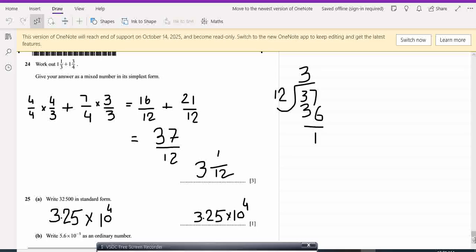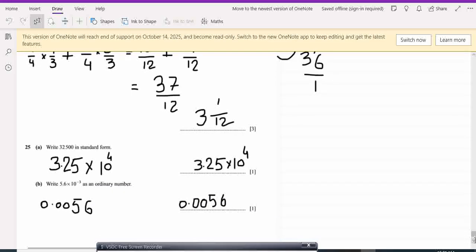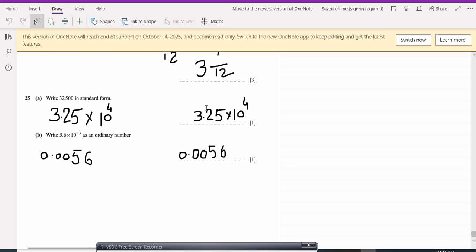Next part is, write 32500 in standard form. Standard form means you have to put the decimal point after the first digit. So the decimal point should be after 3. It is already here at the end. So we have to move the decimal point through how many digits? 1, 2, 3, 4. 4 digits.